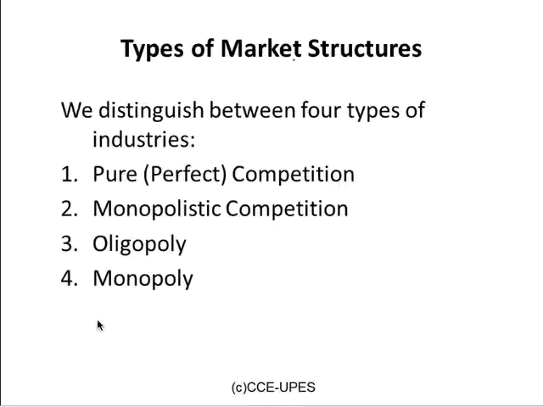So what are the various types of market structures? The environment is of four basic kinds in a market structure. First is called perfect competition or pure competition. Next is the monopolistic competition. Next comes oligopoly and then the monopoly.